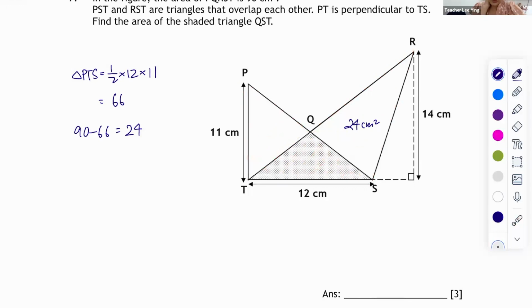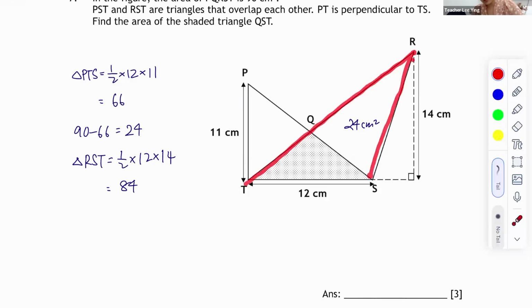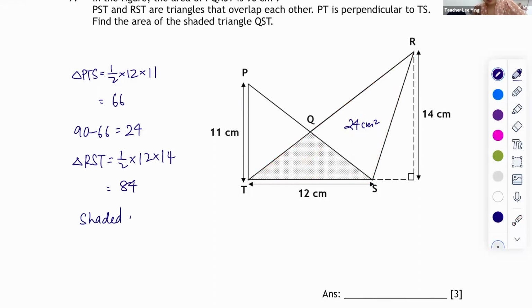So what do I do with this? I have to find the triangle RST. And triangle RST will be half multiplied by the base and then the height. So this will give me 84. So in order to find the shaded triangle QST, I can take 84, which is this triangle, and subtract 24 and I'll get the shaded area. So my shaded triangle will be 84 minus 24 to give me 60. Okay, then that's the answer.